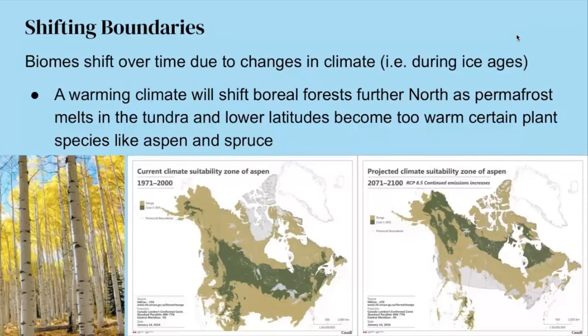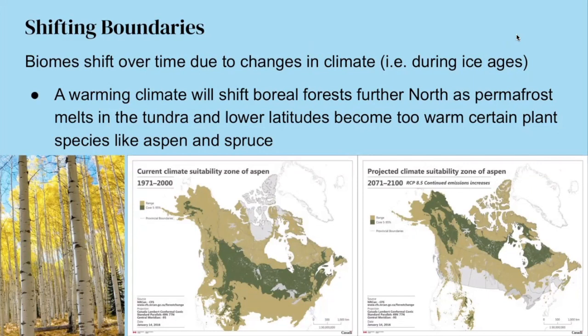Now, as we're looking at these biomes, you can look at a map and see where all these biomes are located on Earth, but these biomes have shifted over time. So when the climate changes, these biome boundaries change as well. So during ice ages, when it's really, really cold in general on Earth, we see things like the boreal forest and the tundra moving closer towards the equator than we see today. What we're seeing now is our climate is warming. So it's likely that we will see biomes shifting further away from the equator.